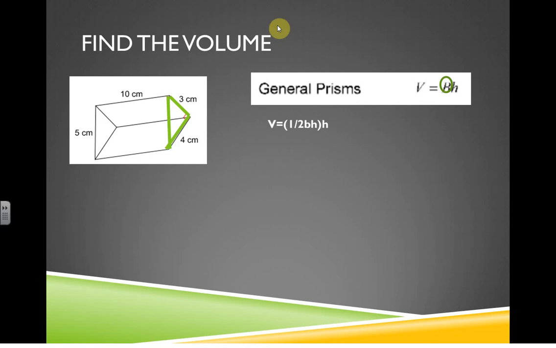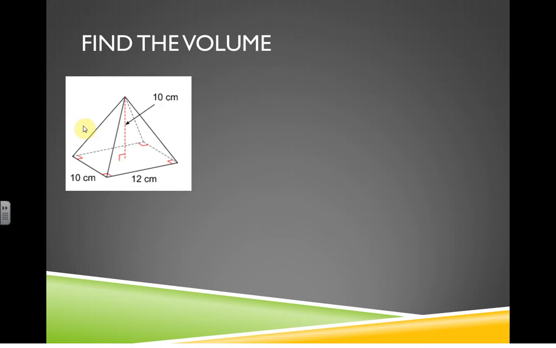That's all. So we have 1/2 base times height, which is 3 times 4, because remember, the base and the height are always perpendicular. And then that depth would be 10. This 5 is useless. Sometimes they give us more dimensions than we need, and that's no big deal. So we have 60 centimeters cubed. Volume is always cubed because it's 3 dimensions.